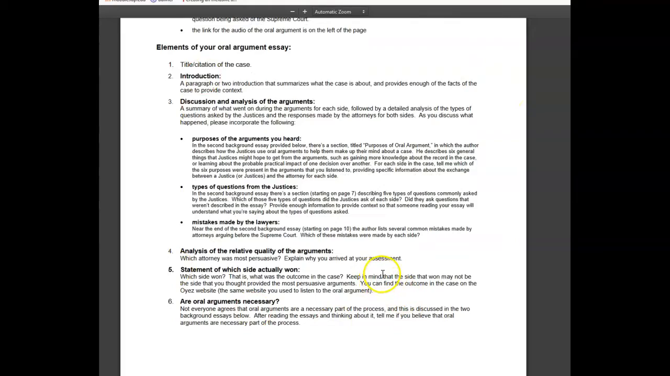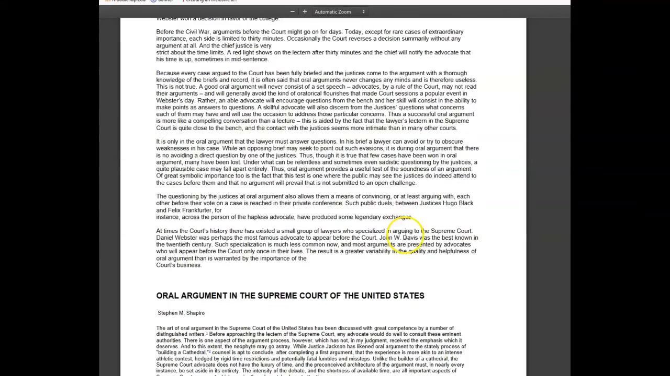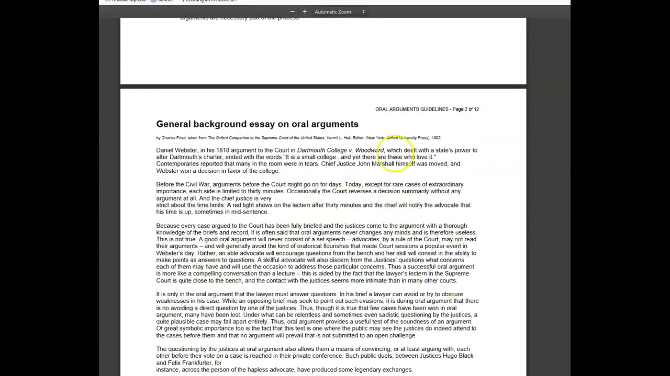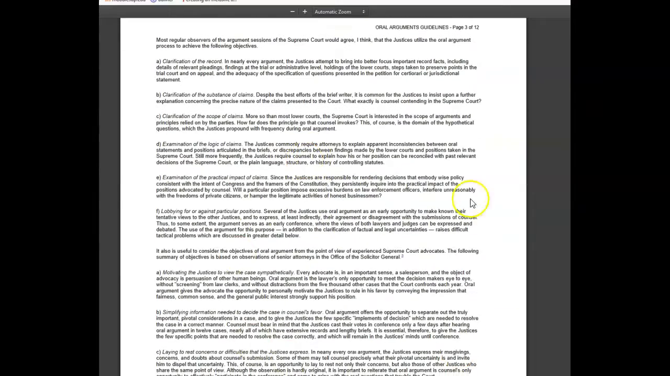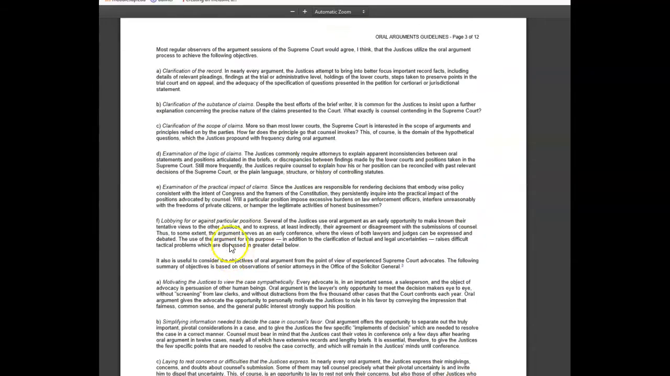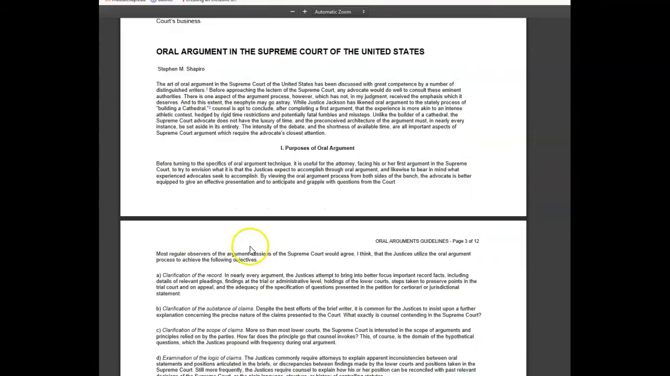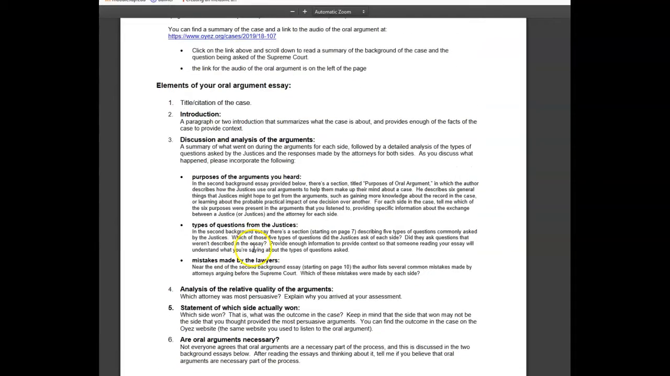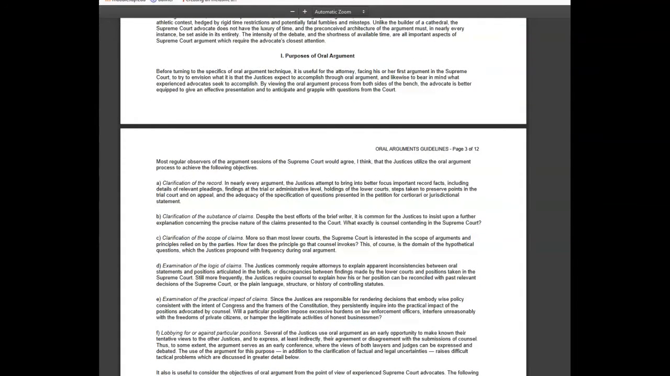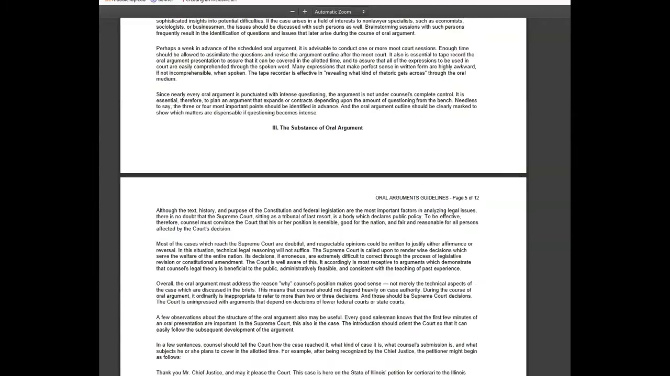The remaining 11 pages are a couple of short background articles. One of them is just 1 page, and then another one that's a little over 10 pages gives you a little bit of background about why we have oral arguments and the purposes. This second author talks about the purposes of oral arguments and how that comes out in the types of questions and answers given at oral argument.